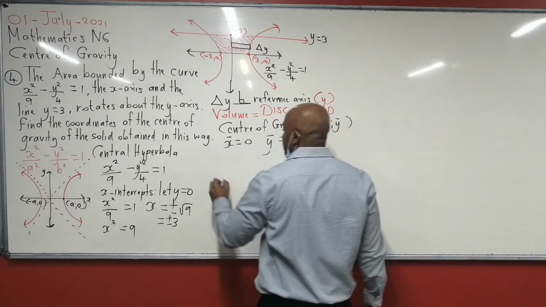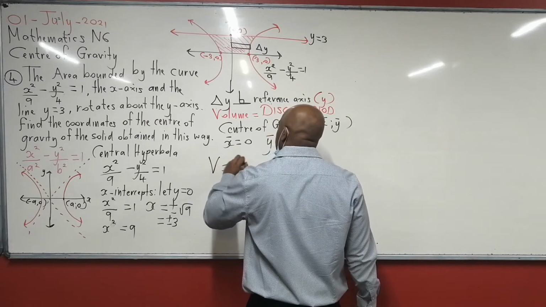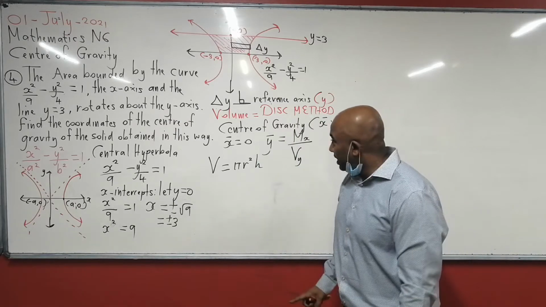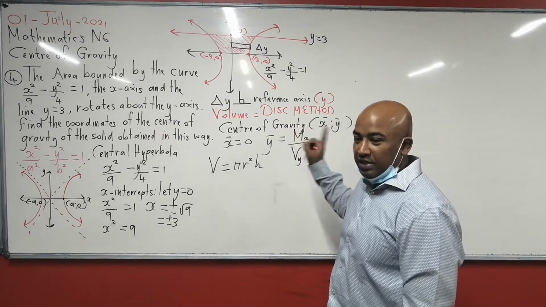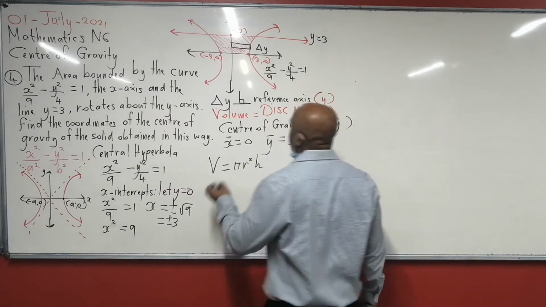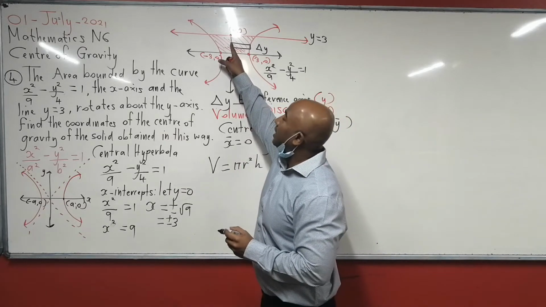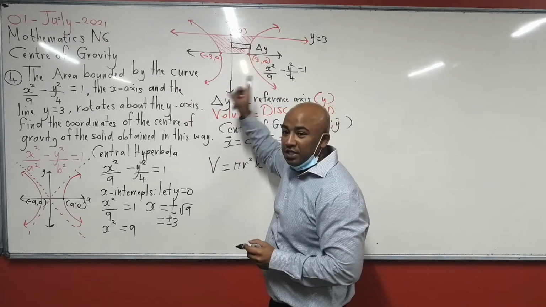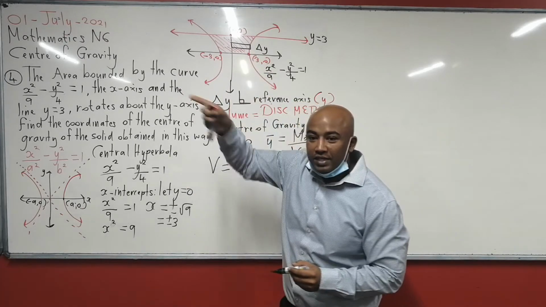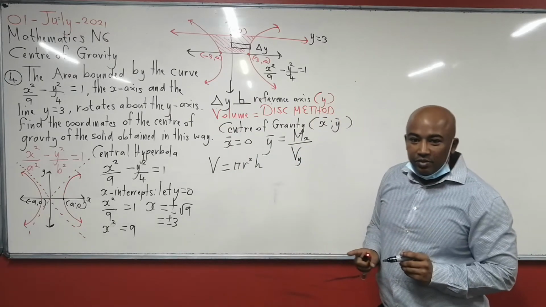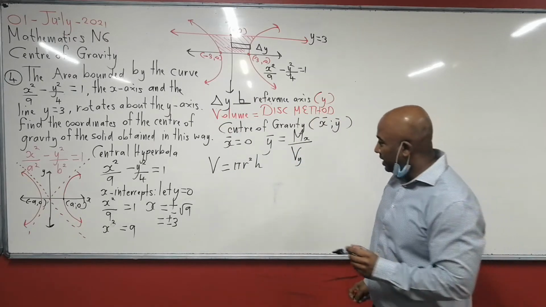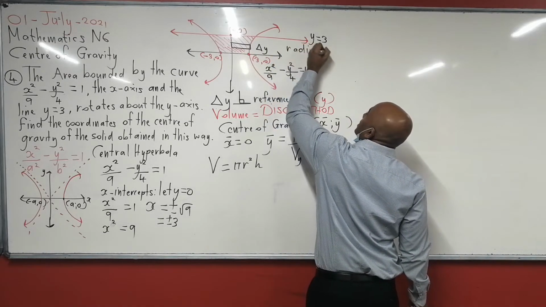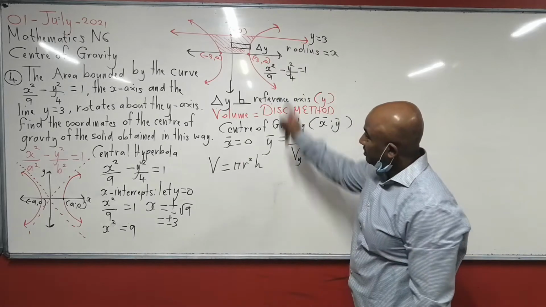For this method, volume is equal to pi r squared h: area of base times perpendicular height. That is the formula for this method. So what do we know? You go to a diagram and you check you are rotating about the y-axis, so your radius is measured in terms of x. If you are rotating about the x-axis, your radius will be measured in terms of y. So our radius is measured in terms of x.